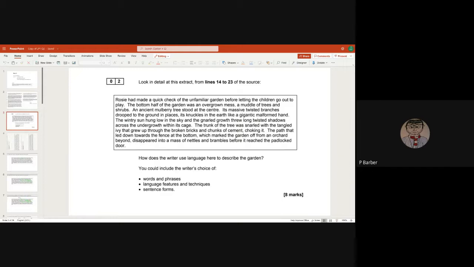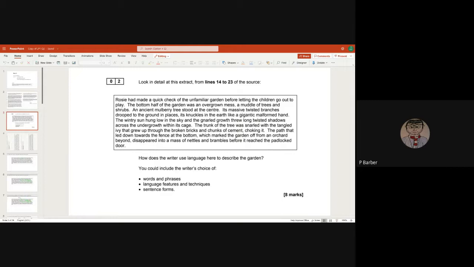So we've got this. Rosie had made a quick check of the unfamiliar garden before letting the children go out to play. The bottom half of the garden was an overgrown mess, a muddle of trees and shrubs. An ancient mulberry tree stood in the centre. Its massive twisted branches drooped to the ground in places, its knuckles in the earth like a gigantic malformed hand.